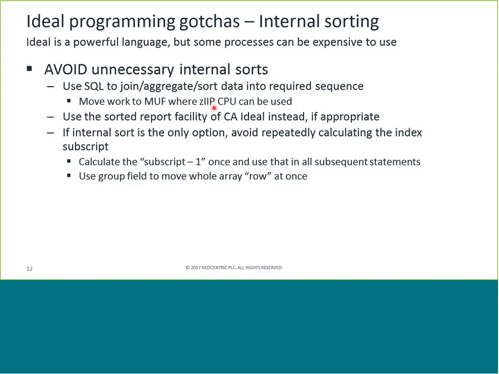If for some reason you can't do it via SQL and moving on to the MUF, then use the sorted report facility of IDEAL instead, if it's appropriate, rather than sorting it internally in your program. If you have a really complicated situation in your programming that really is no other option but to do an internal sort, then avoid repeatedly calculating the index subscript within your sort. So calculate the subscript -1 once and use that in all subsequent statements.